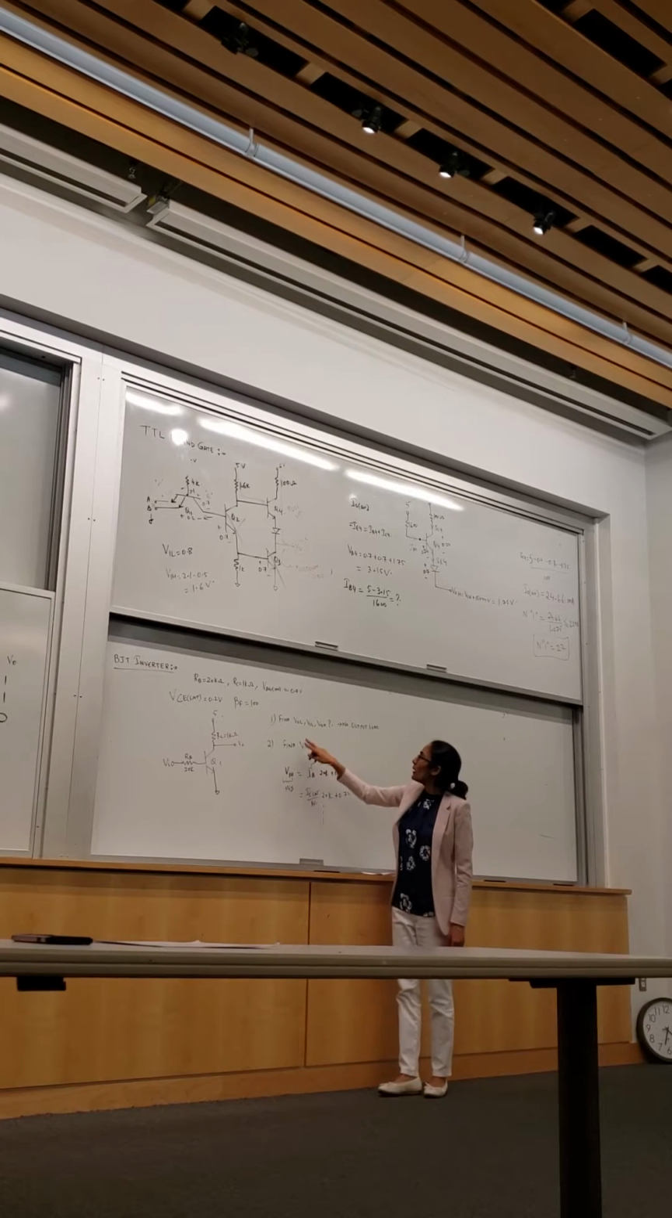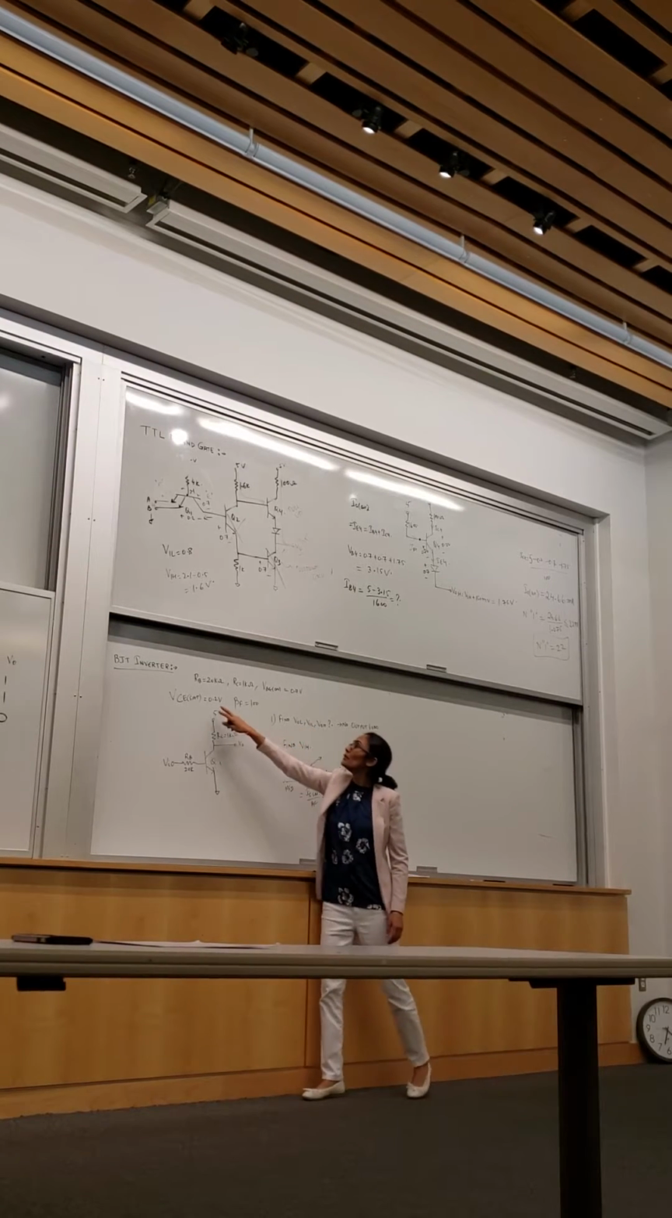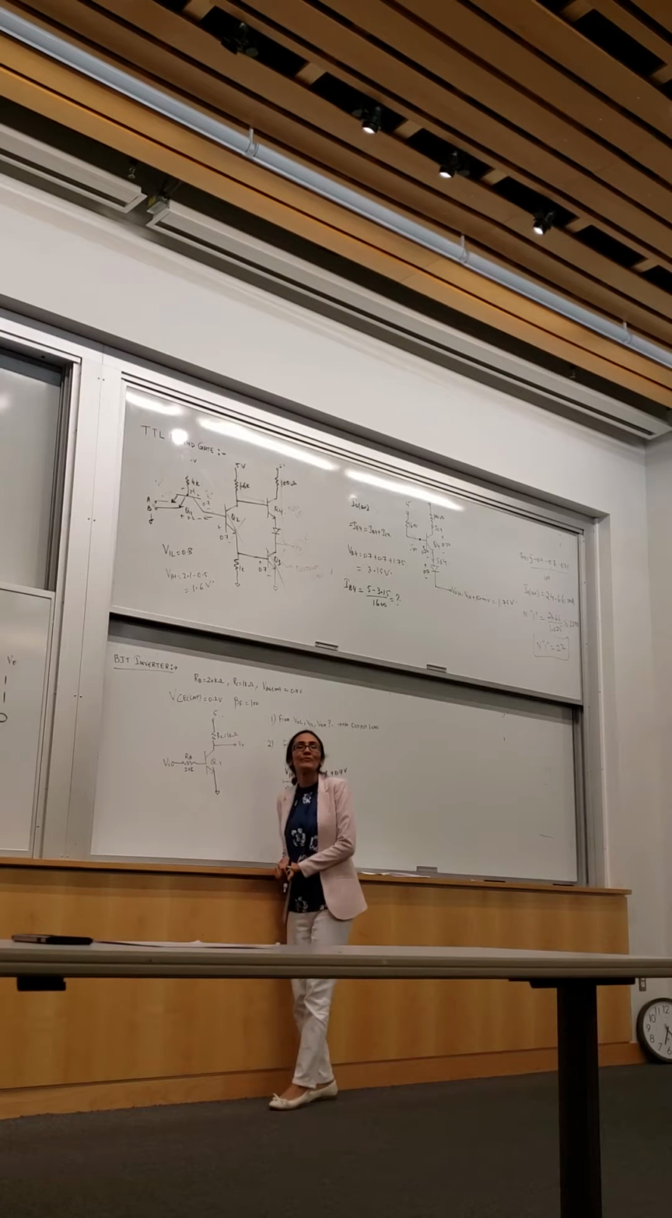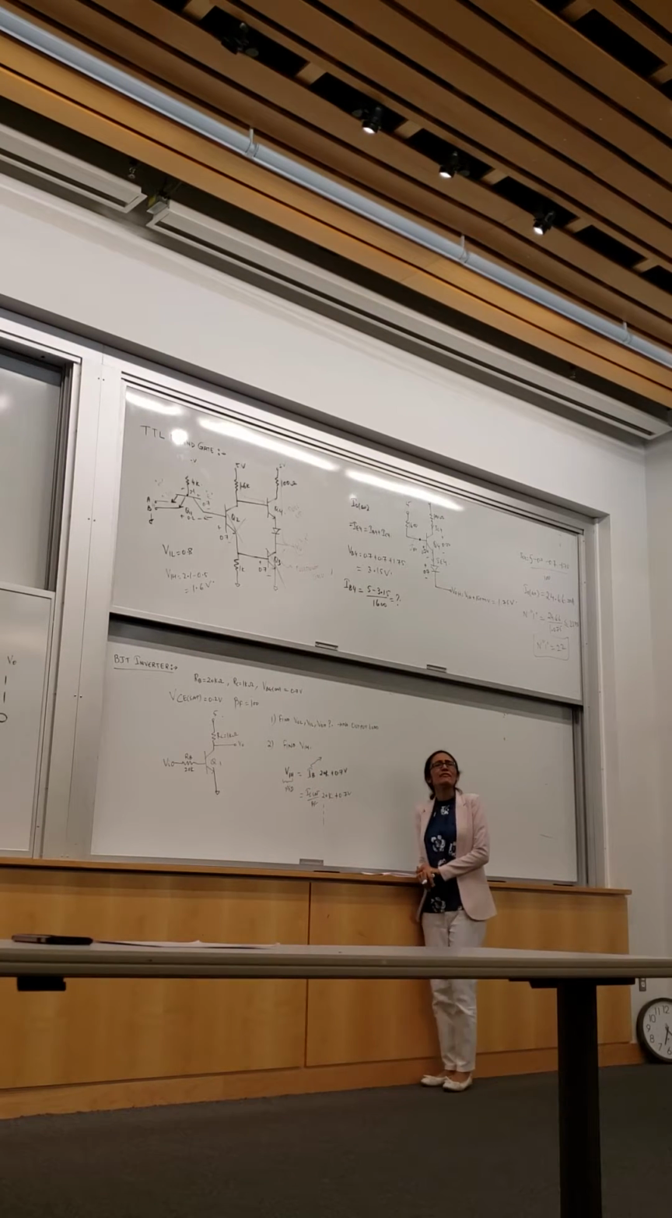Okay. And what about this VOL? 0.2. VIL? What is VIL? What's the definition of VIL? Voltage input low. Maximum input voltage for logic 0. Yes. So what's that voltage? Logic 0 means the transistor is off. Transistor off, there is no base current. Then what is VIL? 0.